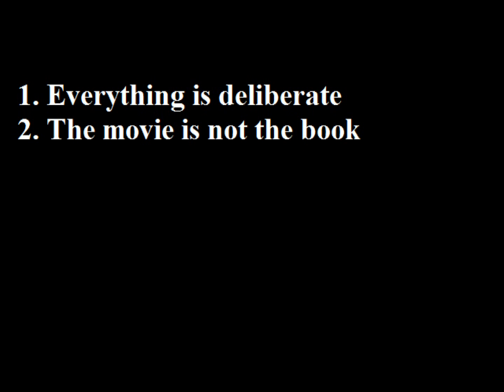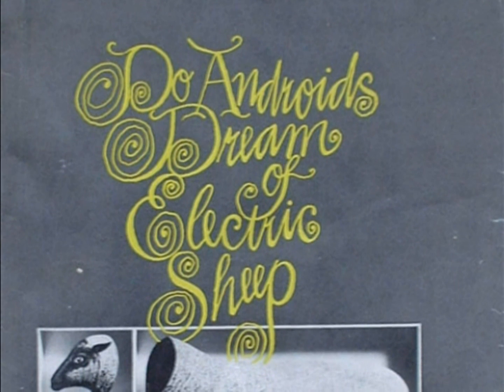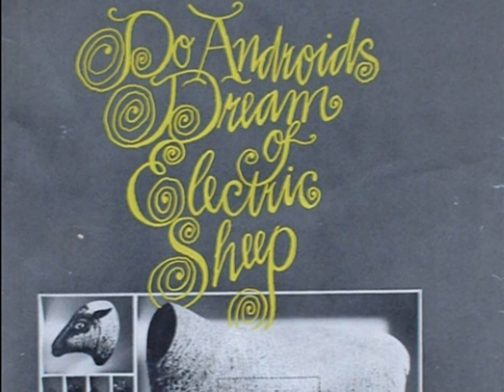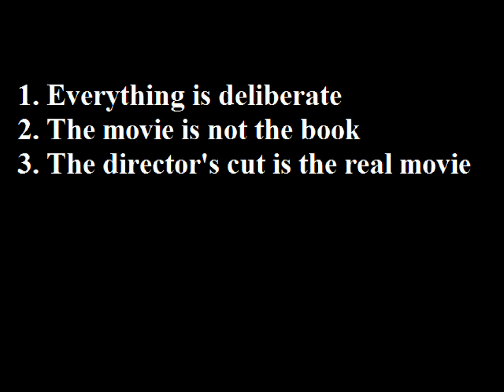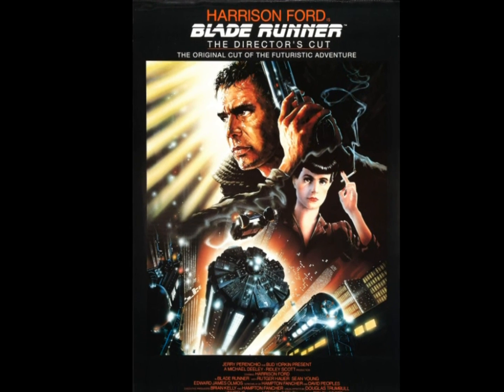Second, the movie is not the book. Bladerunner is loosely based on the Philip K. Dick novel Do Androids Dream of Electric Sheep, and I do mean loosely based. While the novel can be a useful tool for interpreting the movie, for my interpretation, it's not strictly necessary. Third, the director's cut is the real movie. The original cut featured a crappy voiceover and a stupid ending. In this video I'll be discussing the director's cut, which has since come to be considered the real Bladerunner.